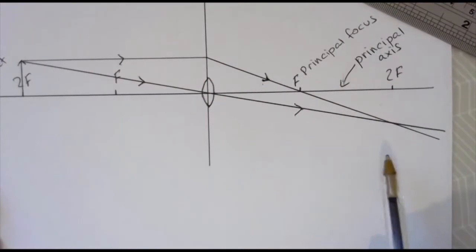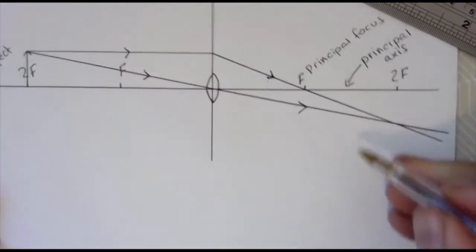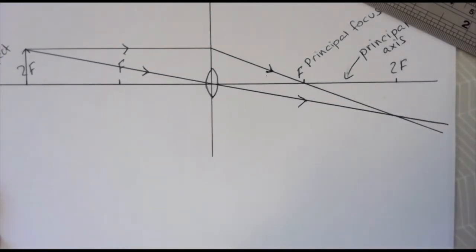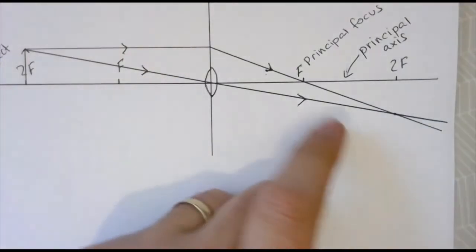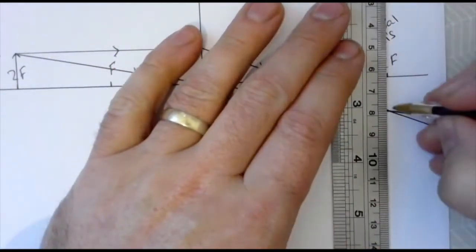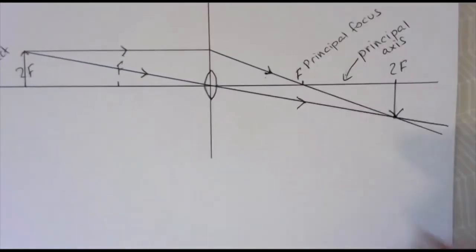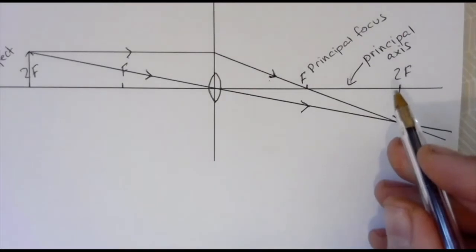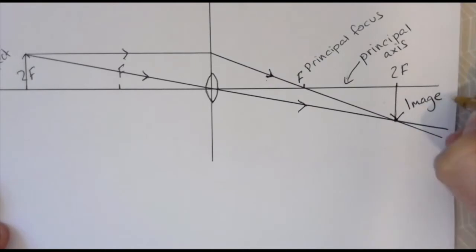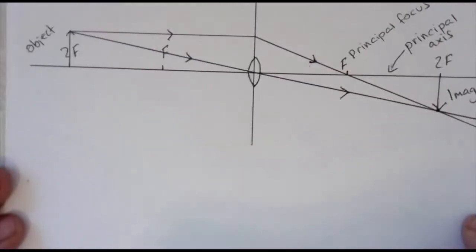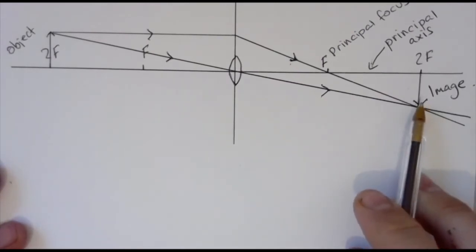And you'll notice at the right hand side of our diagram, our rays of light converge, and this is where we put the top of our image. So the top of our image will be at the point where they converge, and you draw your image vertically like this until it reaches the principal axis, and let's label that image.